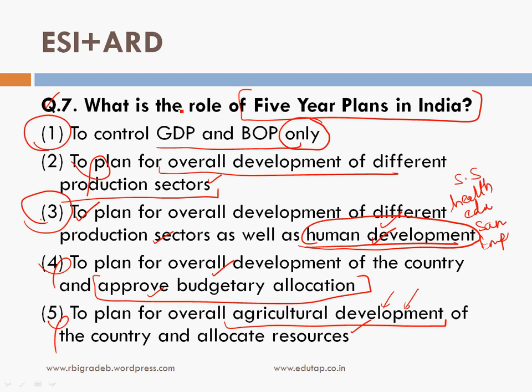Now the first option is to control GDP and BOP only. So is the 5-year plan just for GDP and BOP? No. Right. So the third option becomes the best option, that is to plan for the overall development of different production sectors as well as for human development. This is the best option as per the given 5 options. And the answer to this question is not to be found in the passage exactly.